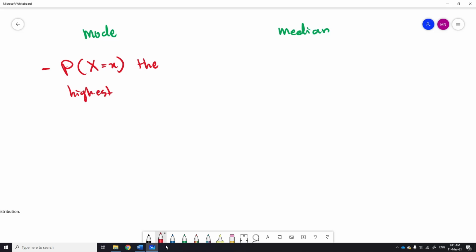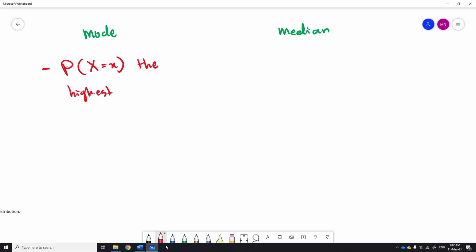Okay, now let's look at two more things, the mode and the median. How do we find the mode and median from a given random variable? In order to determine the mode, we must find the highest value of P(X = x) in the data. That is the mode of our data.